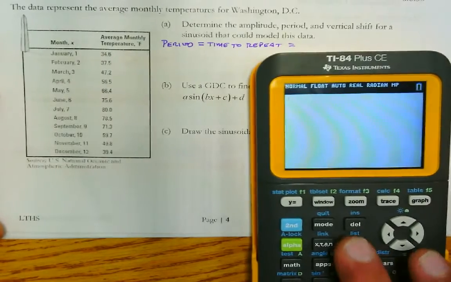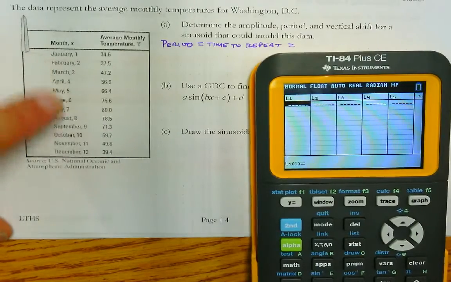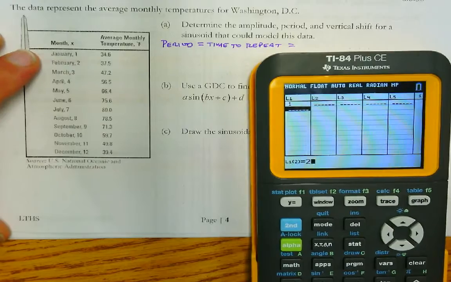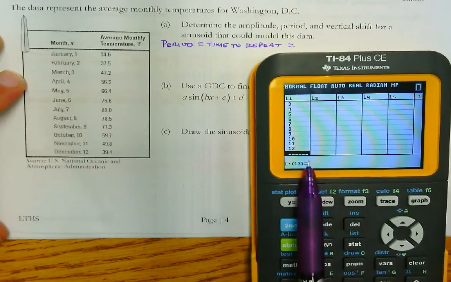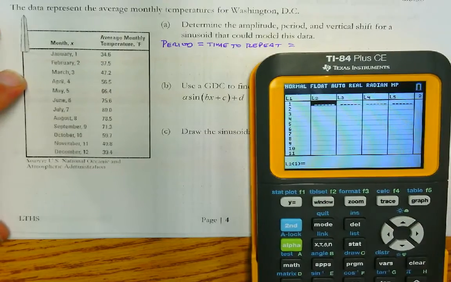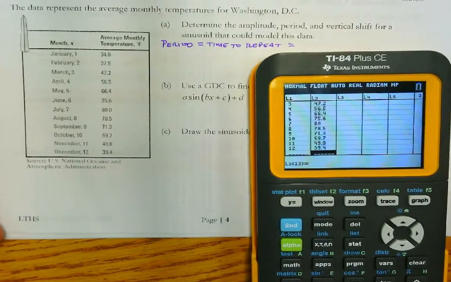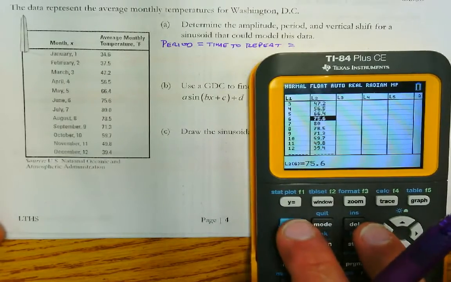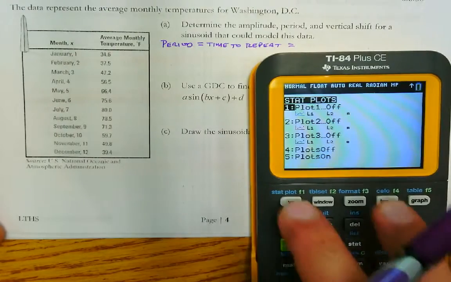we're going to come over here and come to the stat button. We're going to edit, and we're going to put in our values in our L1, which says 1, 2 through 12, and we can get that information in for our X values. We can do the same thing for our Y values, the average monthly temperature. And so once we have all of that information into L1 and L2, what we can do is hit second stat plot.